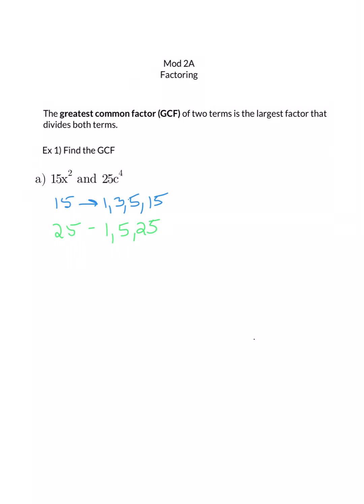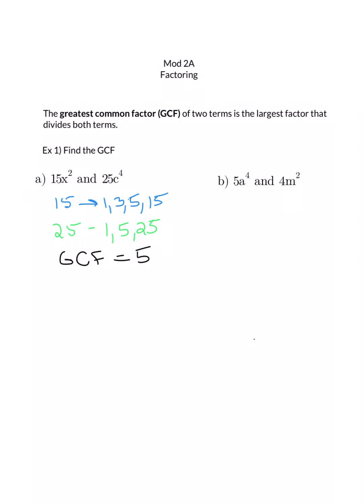Each of those terms had a variable on them, but the variables are different, so we don't need to consider those at all. Looking at the list of factors for each of those numbers, there is only one factor that's in common, so the GCF here is that one factor, which is 5.